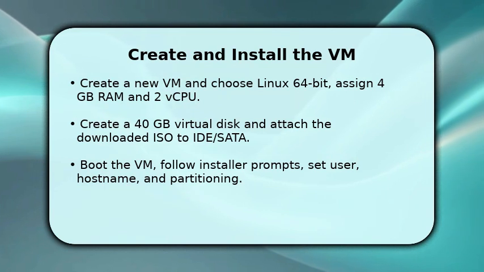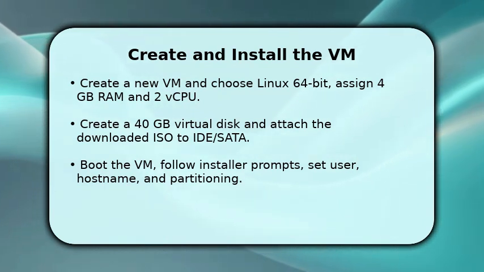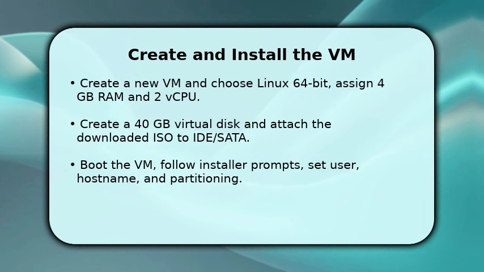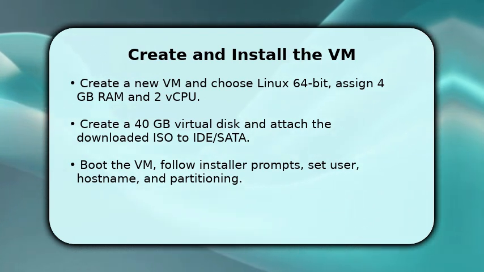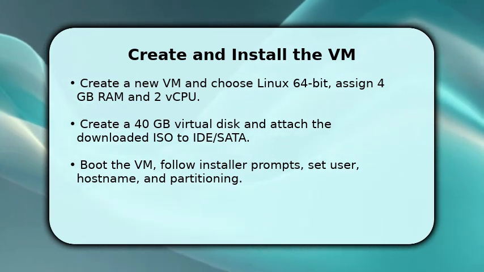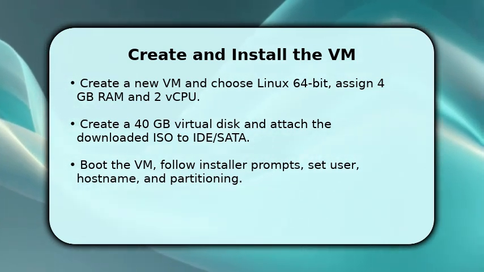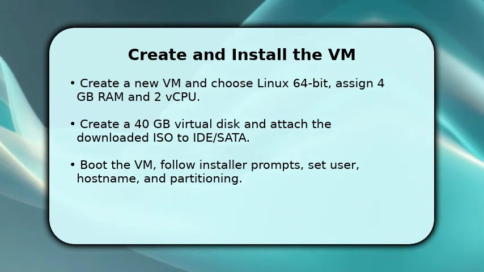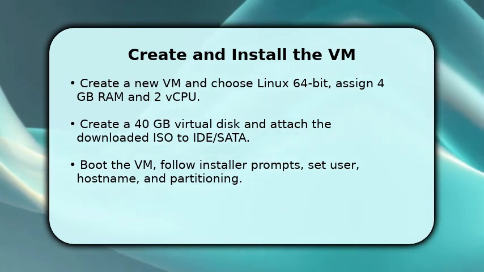Select Linux 64-bit as the guest type and assign 4 GB RAM with 2 vCPU. Create a new virtual disk with 40 GB capacity and choose dynamically allocated storage. Attach the downloaded ISO to the VM optical drive on the IDE or SATA controller.